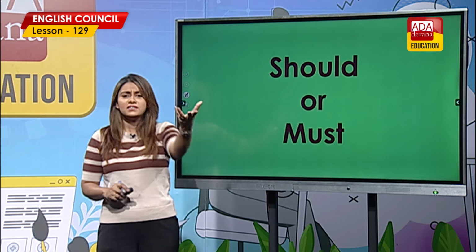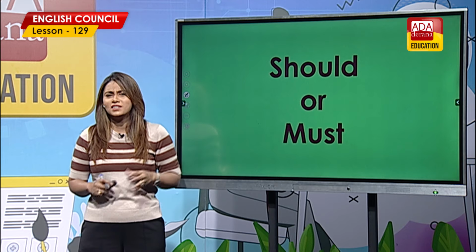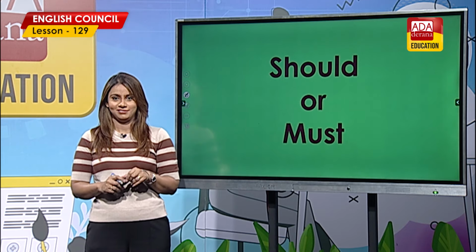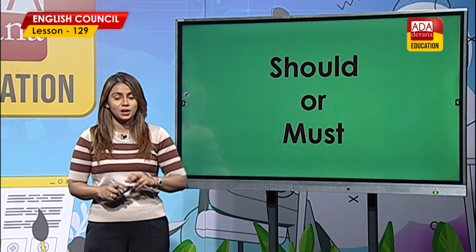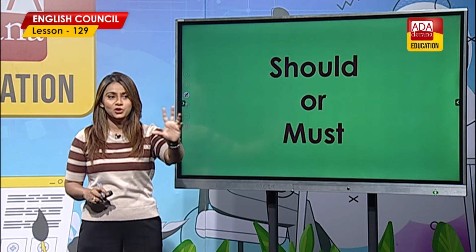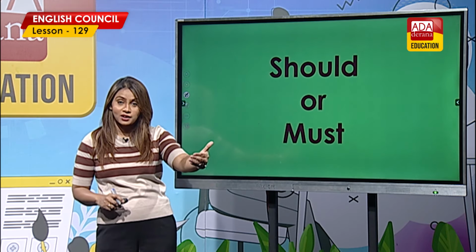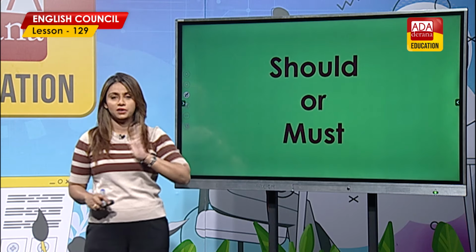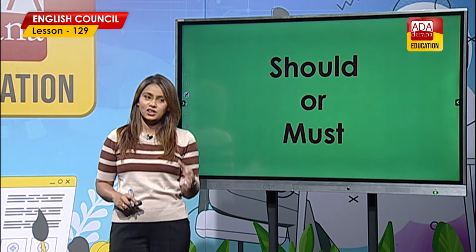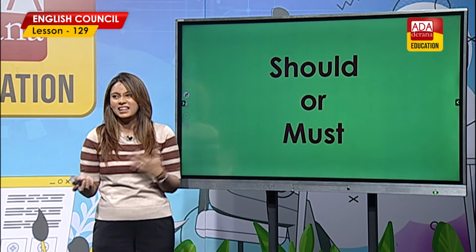I mean, this is the best thing to do. Should and must. So, what's the difference? One modal verb is very strict, if you use it to advise someone or when you use it to suggest someone to do something. The other is not that strict. You can of course choose in between. You can either do it or you can leave it.